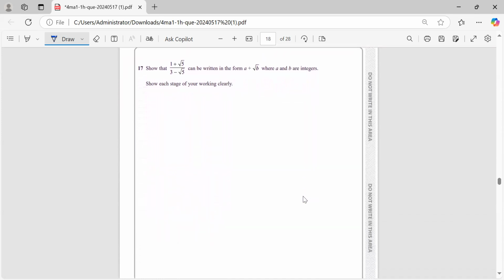Number 17. So number 17, these are surds. They say show that (1 plus root 5) over (3 minus root 5) can be written in the form a plus root of b. A plus root of b. So this question is quite easy, right?